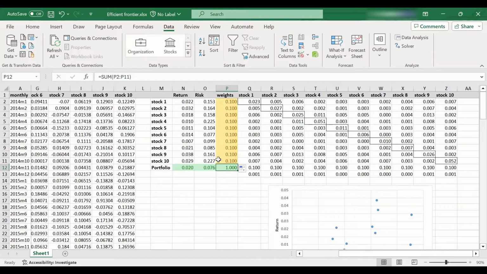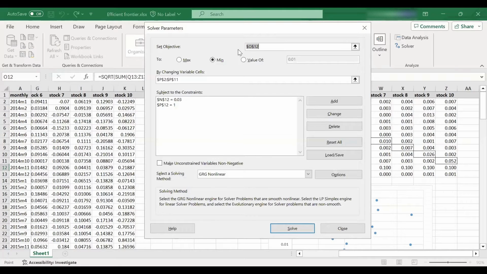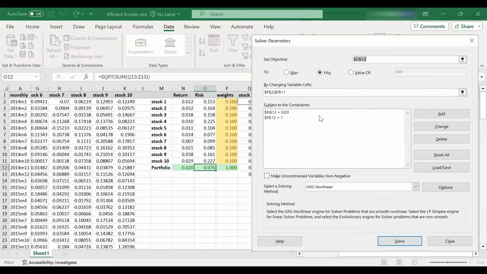So I'm going to be changing these cells, and what I'll ask Solver to do is to minimize the risk of my portfolio for a given return level. Okay, so that's what we mean by efficiency, right? Efficient frontier. So I want for the lowest possible risk, the highest return. Okay, so let's begin doing that. So click Solver. So we need to set the objective. So I'm going to minimize the risk of my portfolio. So that's why this cell is selected. Okay. And I would like to change these weights. So these 10 cells are selected over here by changing variable cells.